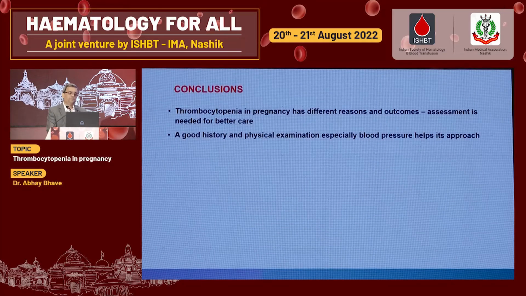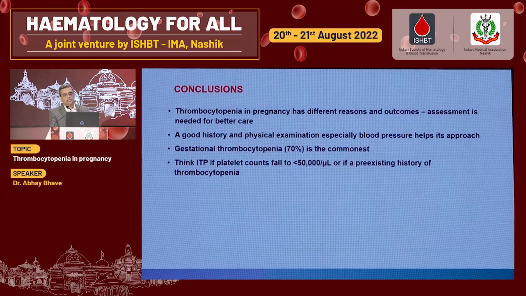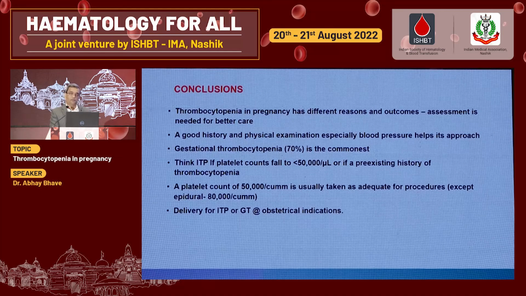I'll conclude by saying thrombocytopenia in pregnancy has different reasons and outcomes. So assessment and pathophysiology are very necessary. A good history and physical examination usually takes care, with a good blood pressure analysis, preferably by you if possible, otherwise your senior nurse. Gestational thrombocytopenia is the commonest. Think of ITP if the platelets have started dropping early in the pregnancy or if it's pre-existing.